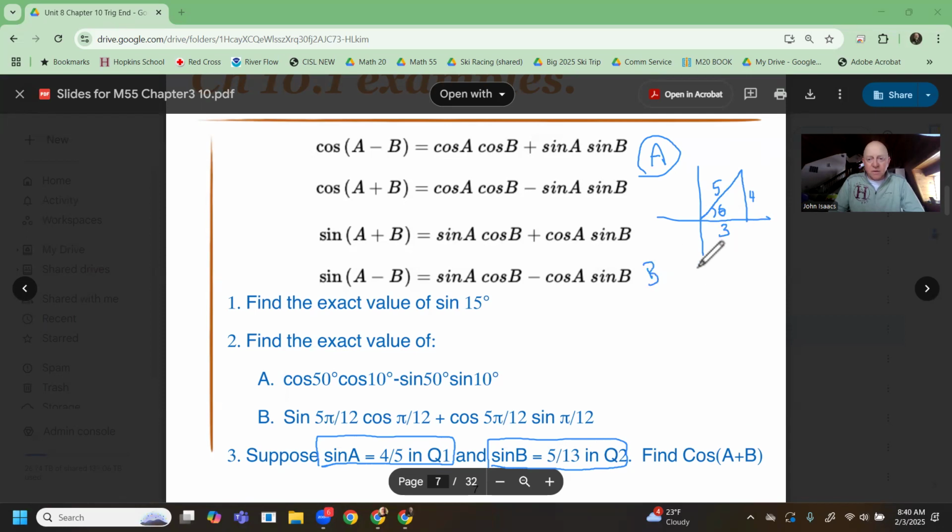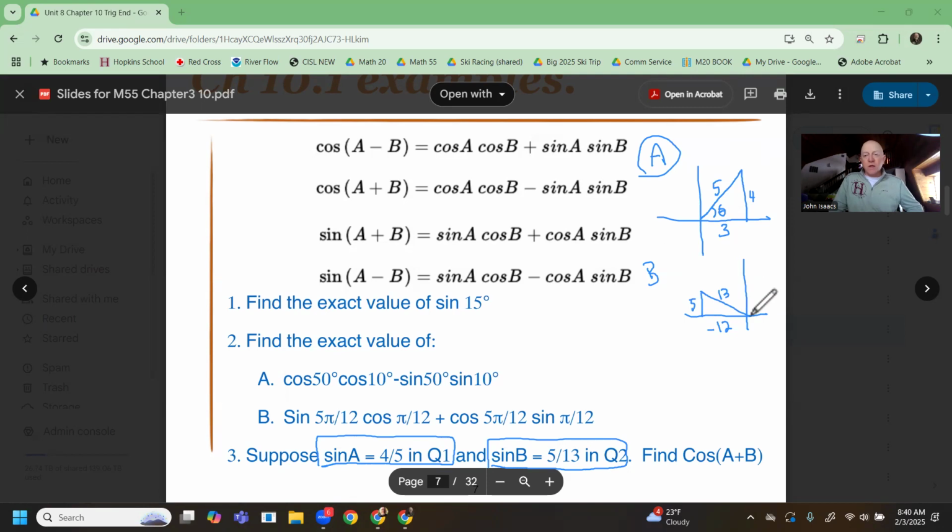Doing a drawing for B. We've done drawings like this many, many times. Drawing for B. Now we're in quadrant 2, so I'm going to draw it over here. Quadrant 2. This is sine also. Sine B is 5/13. So sine is your y value. So this is 5. This is 13. Sine is that opposite one. And then this is 12. But because we're in quadrant 2, we're going to call that -12.